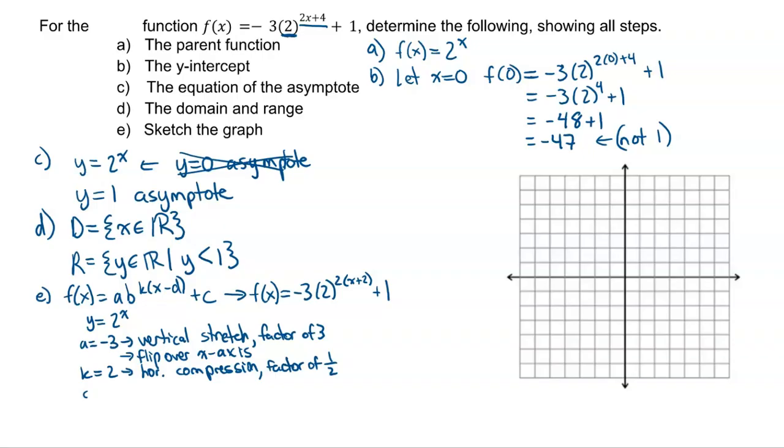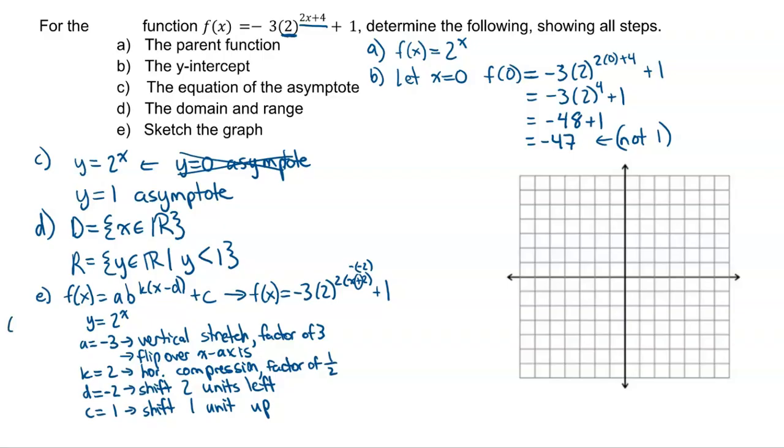So it's 1 over 2. The d value is going to be negative 2 here because it's x plus 2, which means if the general form is x minus d, it's x minus negative 2. That makes it plus, which means it's going to shift 2 units left. And then the c value is 1, which means it shifts 1 unit up, as we've already discussed with the asymptote.